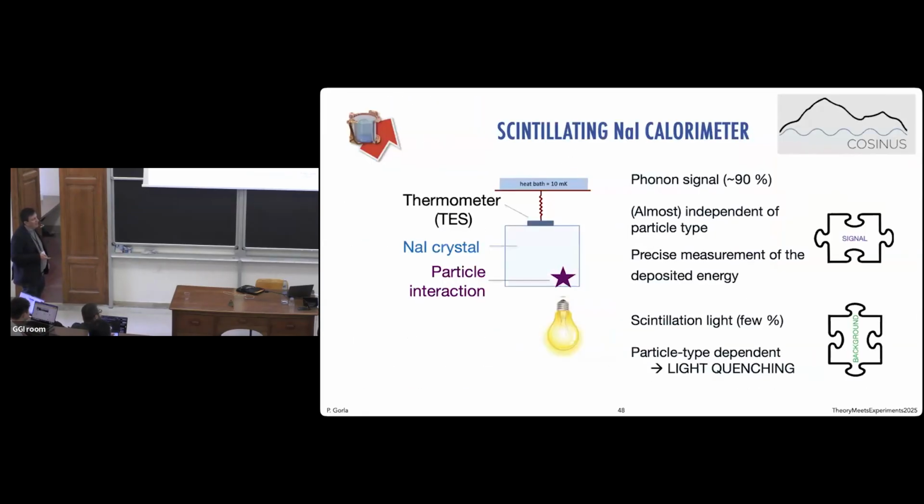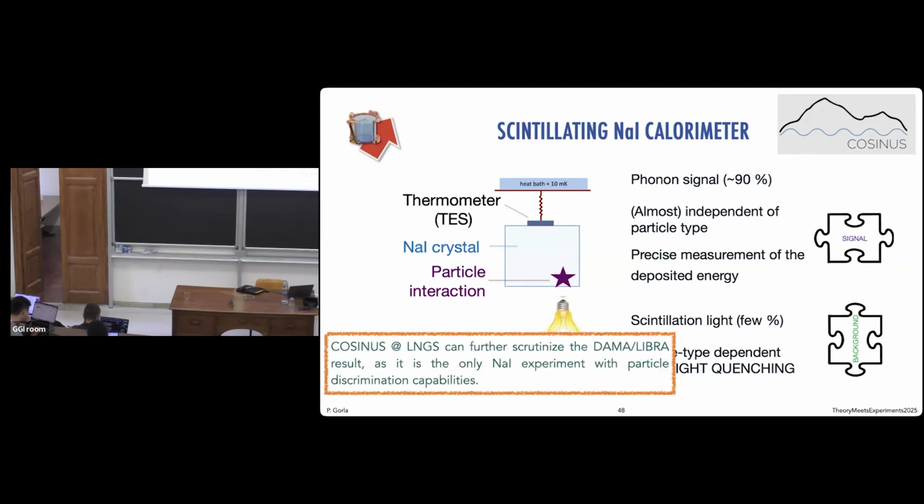There is one other very nice approach that is from the Cosinus experiment. Cosinus is a sodium iodine based experiment which is using instead cryogenic technology, so cooling down crystals at millikelvin temperatures, and this provides double readout. The next step I will go to cryogenic detectors and give you all the details that you may need to understand. But the nice thing of Cosinus is they can discriminate particles. They do particle discrimination. So this detector that is now almost ready to start at Gran Sasso lab can further scrutinize the Gamma Libra signal as it's the only sodium iodine experiment with particle discrimination capability.